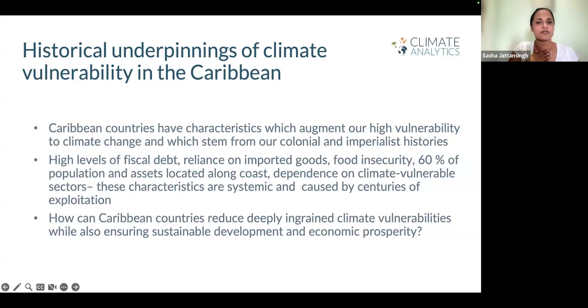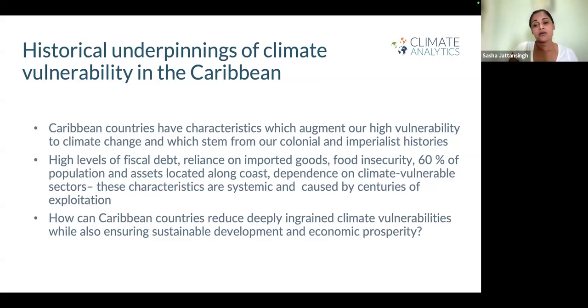And just in terms of trying to unpack the historical underpinnings of climate vulnerability in the Caribbean, just to note that in the region, we have high levels of fiscal debt. We have among the highest in the world, and we're one of the most indebted regions in the world. We also have a very high reliance on imported goods. We suffer from food insecurity, and we saw that especially during COVID. Also, 60% of our populations and major assets and critical infrastructure are located along the coastlines.